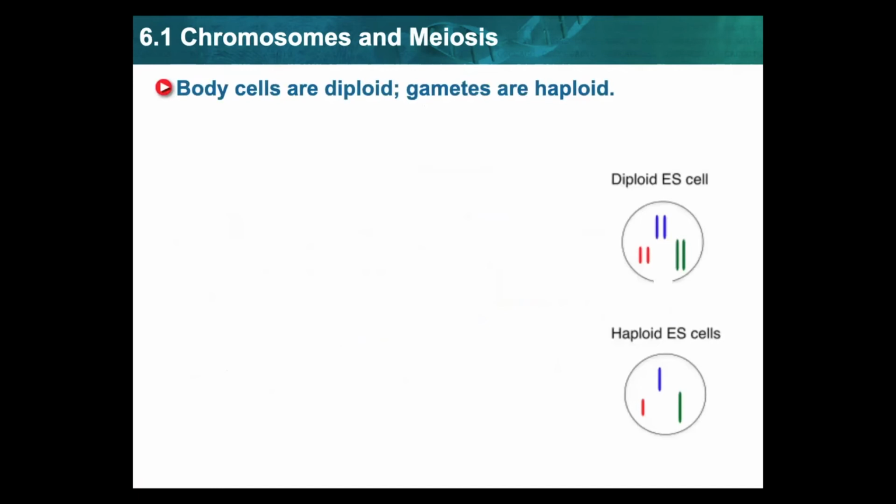All right, body cells are diploid in their arrangement. Gametes are haploid. And what that means is that diploid cells have paired up chromosomes. Haploid cells have chromosomes in singles. Diploid cells have 2 copies of every chromosome. As you can see in this picture on the right-hand side, you can see that they both have 2 reds, 2 blues, 2 greens. Those are chromosomes.